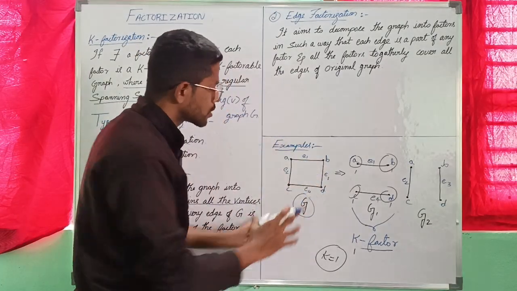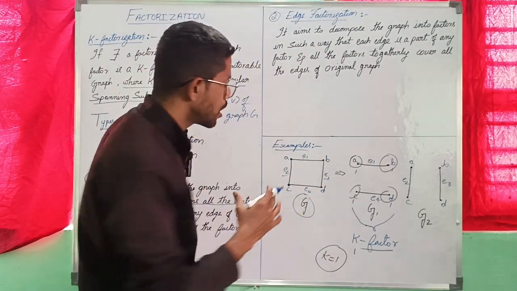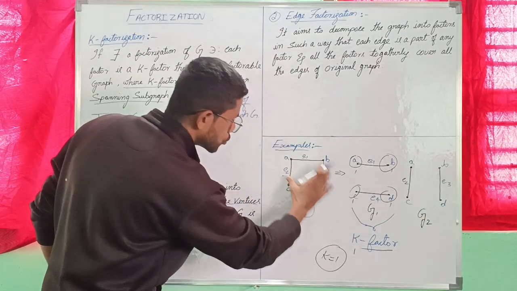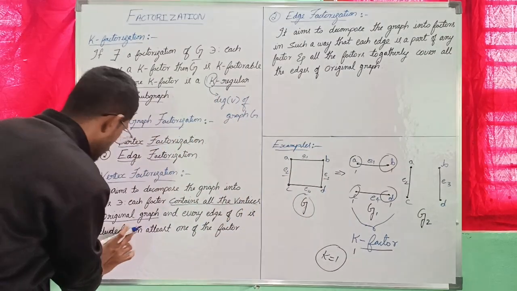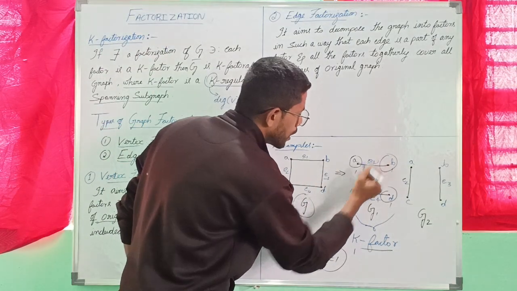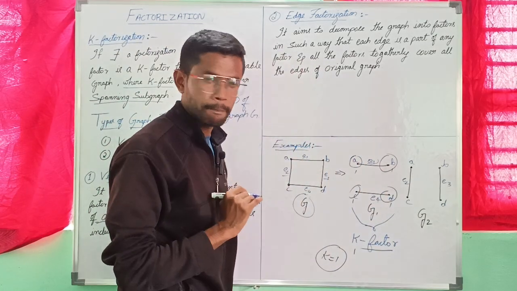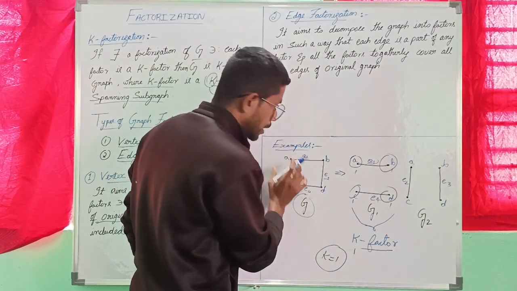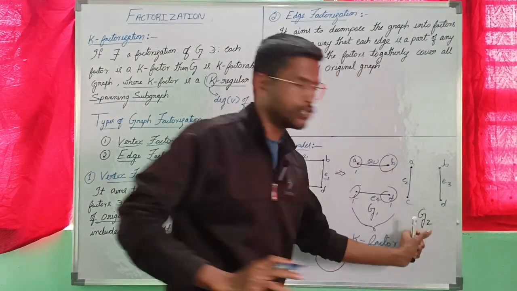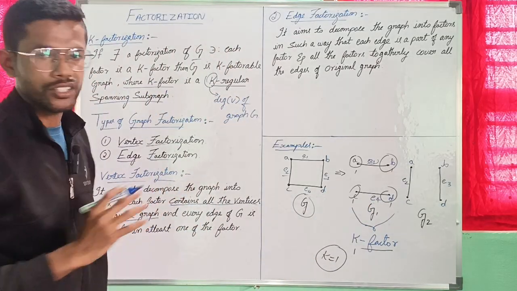Here, for this graph G, I took E1, E2, E3, E4 as edges. And what is the condition here? Every edge of graph G is included in at least one of the factors. Here edges E1 and E4 are included in factor G1, and edges E2 and E4 are included in factor G2. So this is what vertex factorization is.